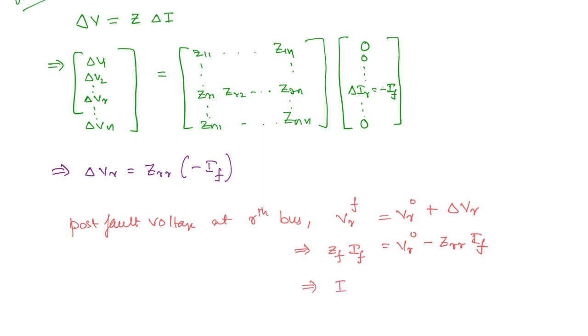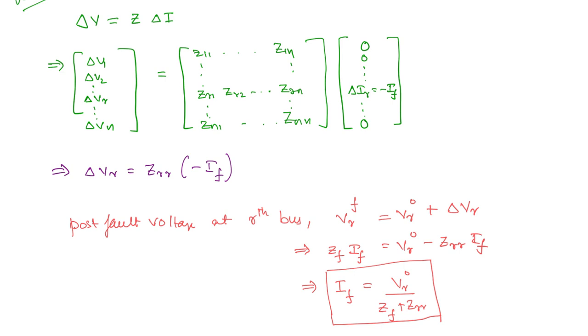Now from here you can find out the fault current. What will be the final expression? IF is equal to VR naught divided by ZF plus ZRR. So if you want to find the fault current, you need to note the pre-fault voltage at that bus VR naught, the fault impedance, and the ZRR element of the impedance matrix, which is nothing but the Thevenin's impedance. If ZRR is given in the matrix, well and good, otherwise you just have to find out the Thevenin's impedance seen through that bus.